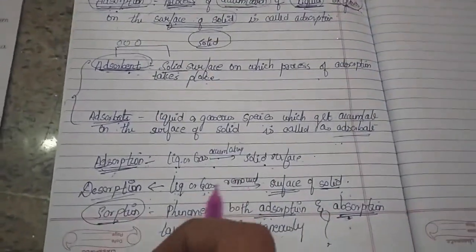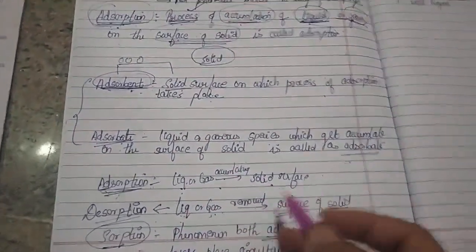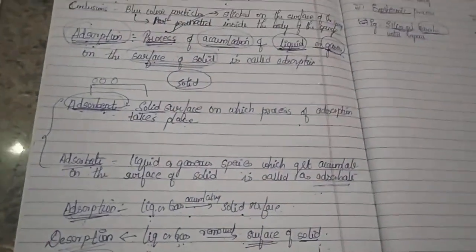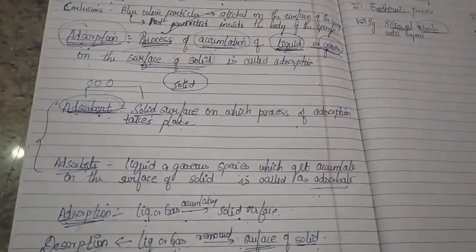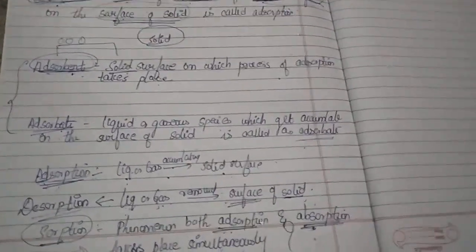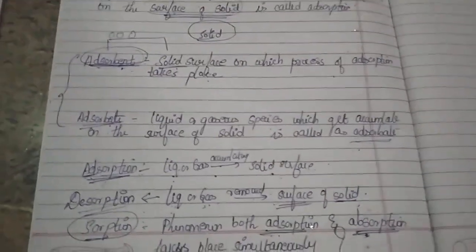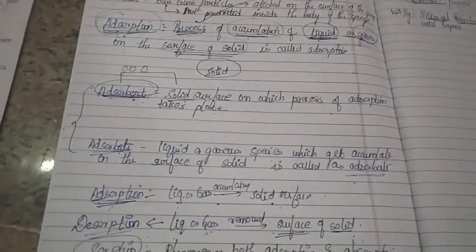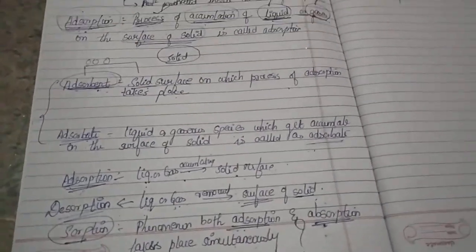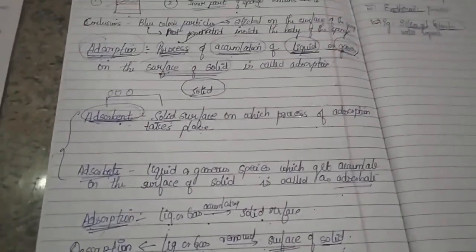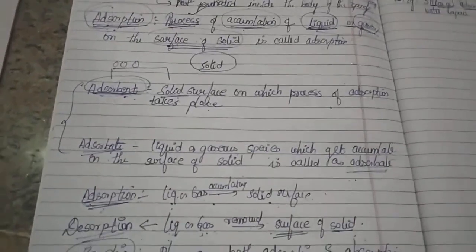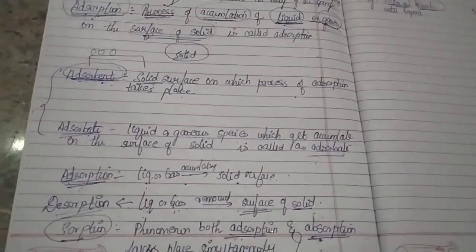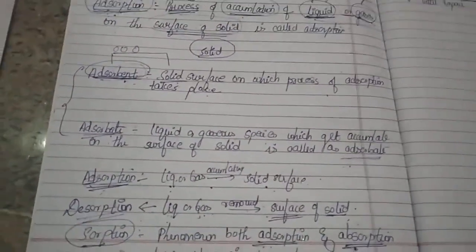Of course, in case the adsorbed particles get removed, that process is called what? Desorption. When both adsorption as well as absorption are taking place simultaneously, that will be called what? Sorption. These are the important technical terms one has to remember as we go further in this chapter.